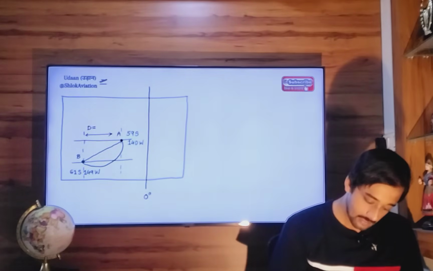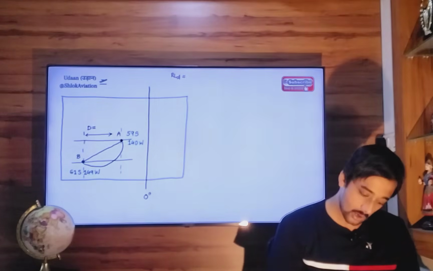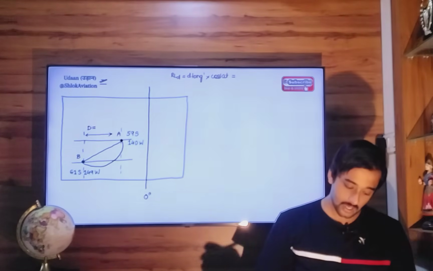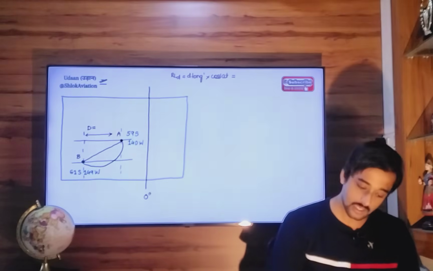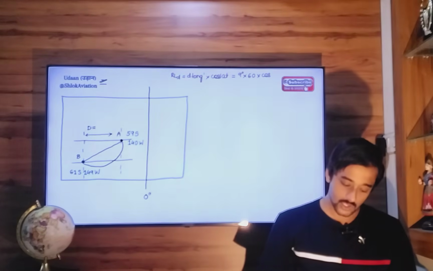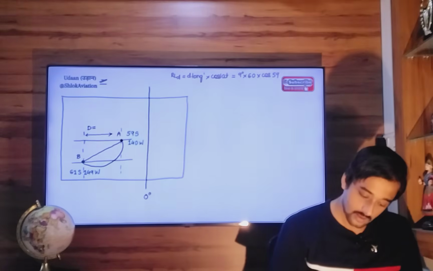Step 1, rhumb line distance is d long in minutes into cos lat. So what is the d long here? 140 west and 149 west. So 9 degrees into 60 into cos of latitude. So latitude is 59 degrees south. So cos 59.